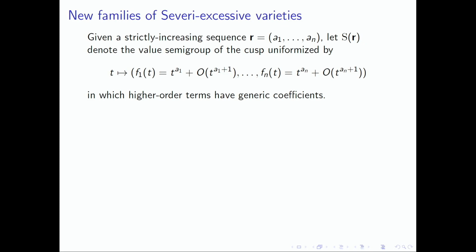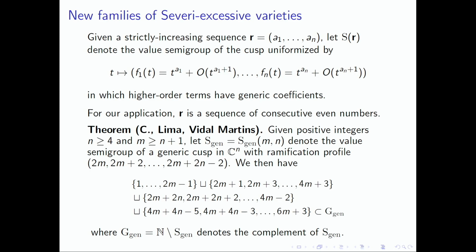And then, yeah, maybe just to finish, I'm out of time. But we used this type of analysis to produce new families of Severi varieties for which the codimension is strictly less than the codimension of the g-nodal locus. And there's more than one way to do this, but we have examples arising from generic cusps. So we have a couple types of examples. One is of generic cusps with ramification profiles that are successive sequences of even numbers.